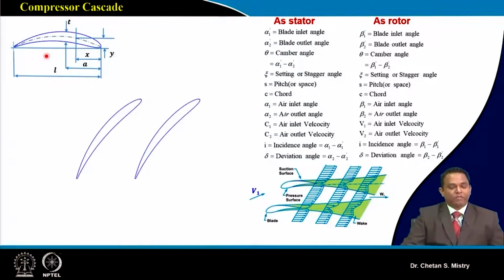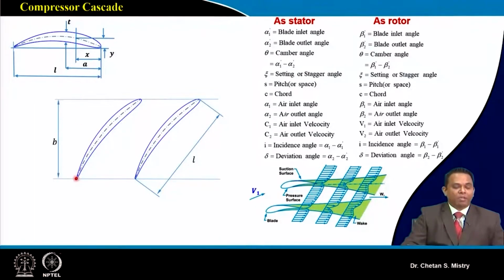Here, if you look, these are two blades. You can say two cascades, arranged in a linear manner. This is what we can call my camber line, which divides my blade into two equal halves. The distance between my leading edge and trailing edge is what we define as chord.